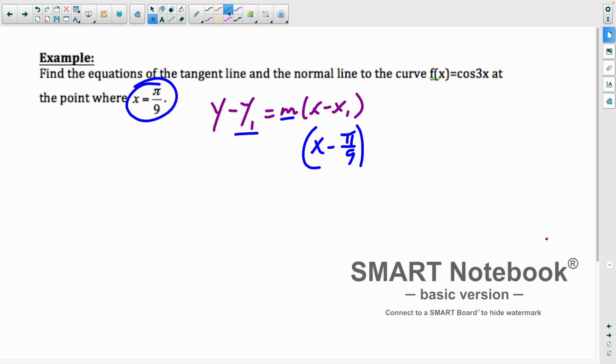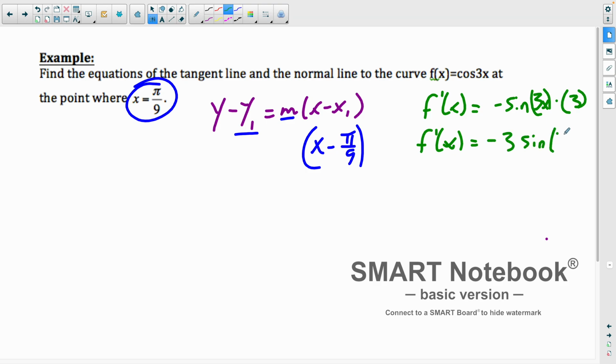If I'm looking for slope, then I'm going to go find my derivative. So if I do the derivative of what I have, yesterday we talked about the derivative of cosine. The derivative of cosine is negative sine. All right. So this is a chain rule, negative sine of 3x. We have an inside piece to 3x that I'm going to now take the derivative of and multiply it on. So my derivative would be negative 3 sine of 3x.